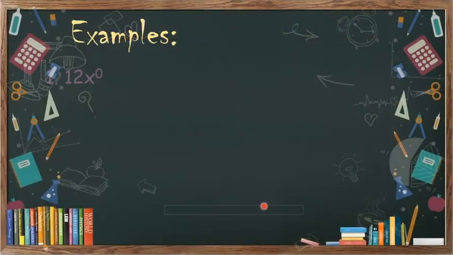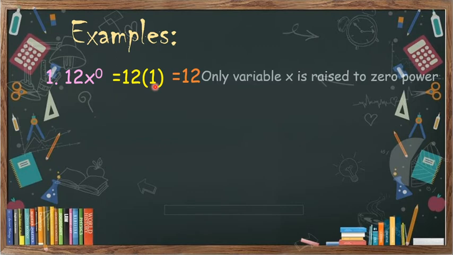And that is equivalent to 1. Another example, 12x raised to 0. Since the zero exponent here is for x only and 12 is not included, we write x raised to 0 as 1. Then copy 12. So we have 12 times 1. The answer is 12 because only variable x is raised to 0 power.